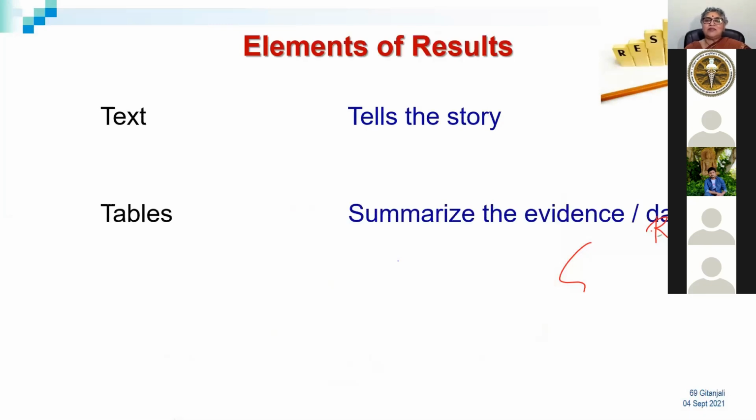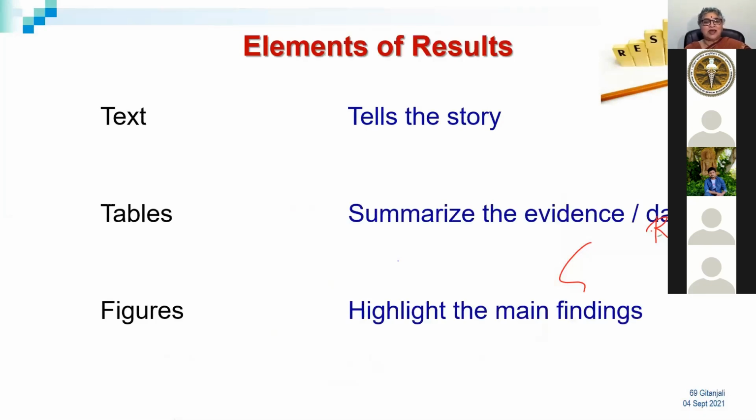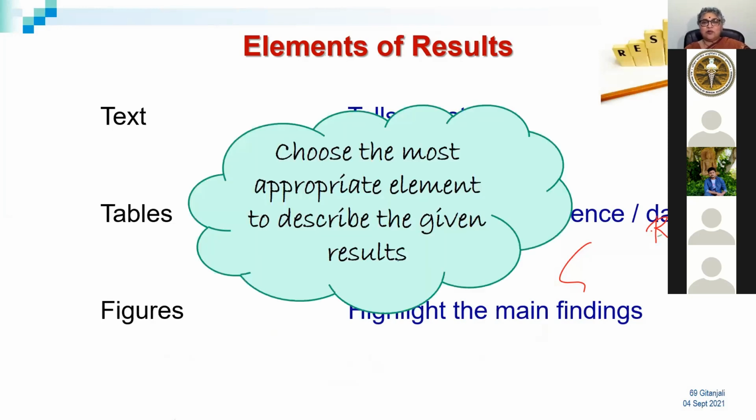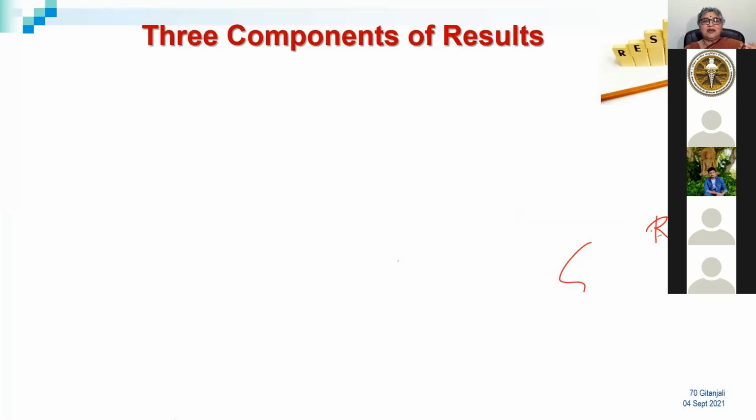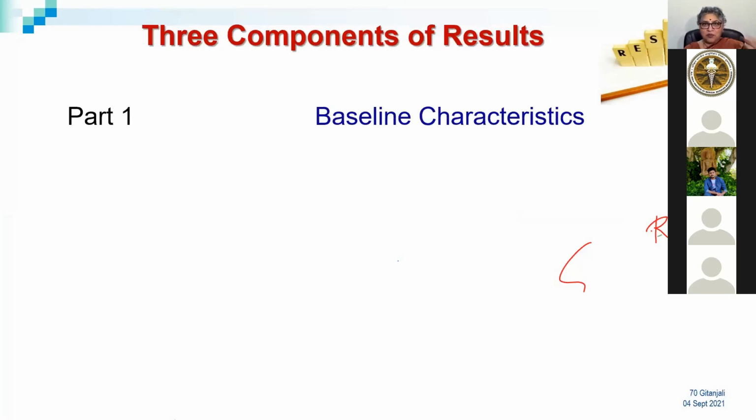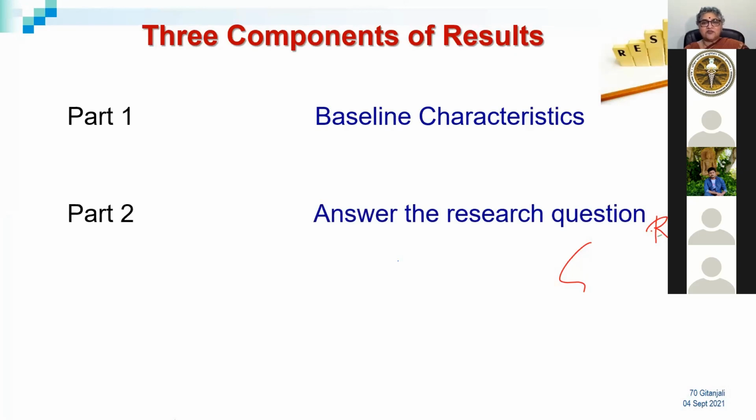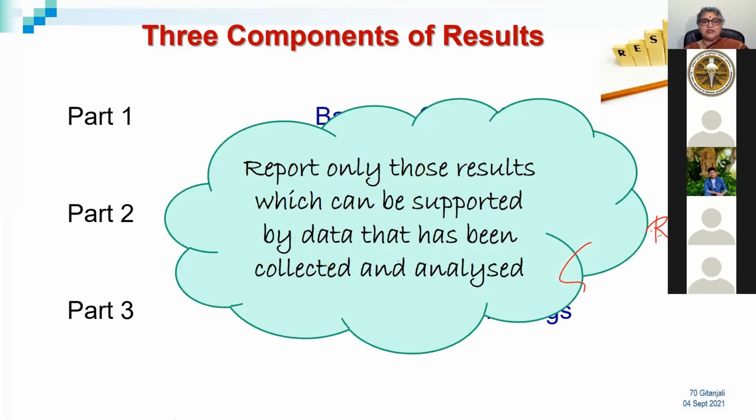So to summarize, text tells the story, table summarizes the evidence or the data, and figures will highlight the main findings. So choose the most appropriate element to describe the given results. You do not have to repeat it all 3 times. And then 3 components will be baseline characteristics first, answer to the research question, and any other finding. These are the 3 components. And report only those results which can be supported by data that has been collected and analyzed. Do not report any results which has not been collected by you or not analyzed.